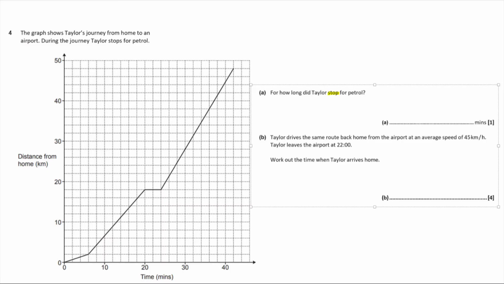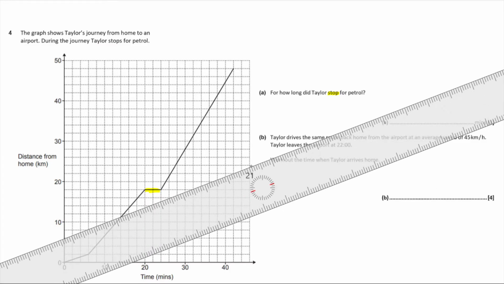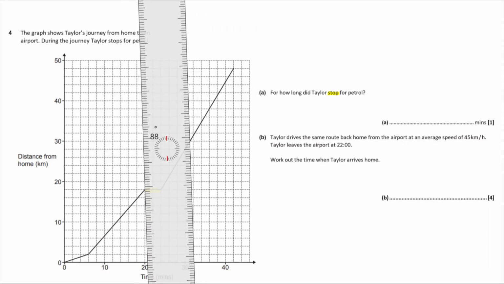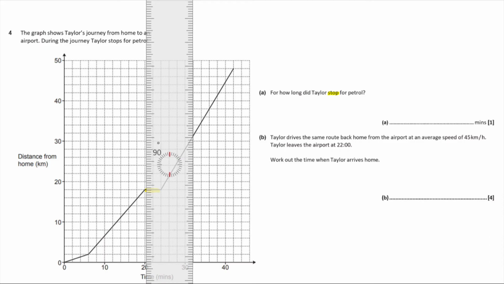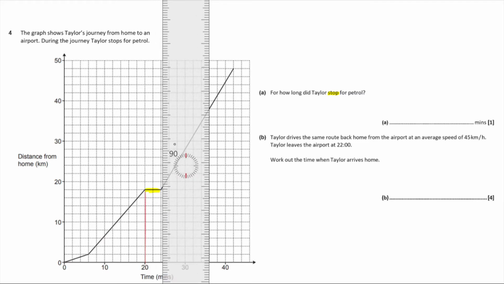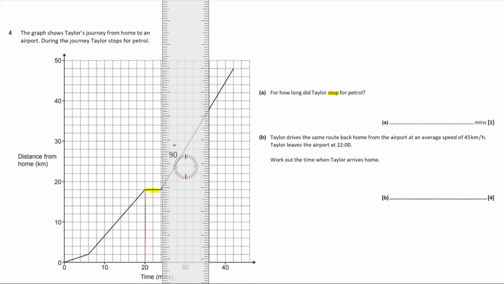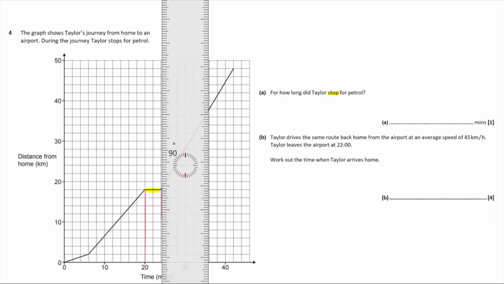Well, when he stops, he's not moving anymore, is he? So his distance is going to be unchanged for that period. So the period where he stops is this section here. So reading down to the axes from the ends of those two lines, you can see that he stopped after 20 minutes and then started again 2 little divisions later, which is what?